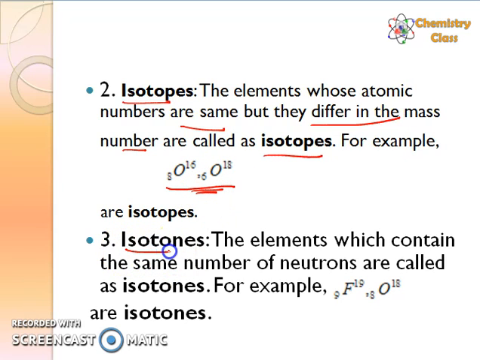Now we have isotones. Now what are these isotones? The elements which contain the same number of neutrons are called the isotones. For example, fluorine and oxygen. They are having the same number of neutrons. You can see here, number of protons are 9 and 8. And when you subtract the number of protons from the total mass, you will get 10 as the number of neutrons in both fluorine and oxygen atoms. So these are the isotones.